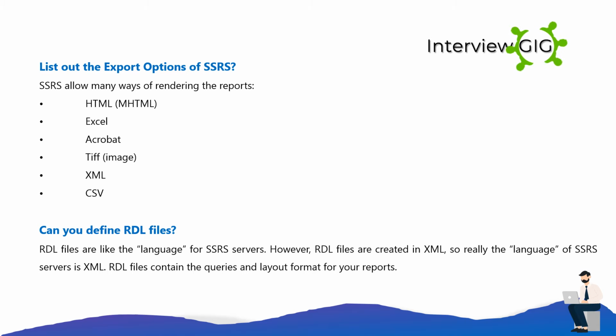List out the export options of SSRS. SSRS allows many ways of rendering the reports: HTML, MHTML, Excel, Acrobat, TIFF image, XML, CSV.